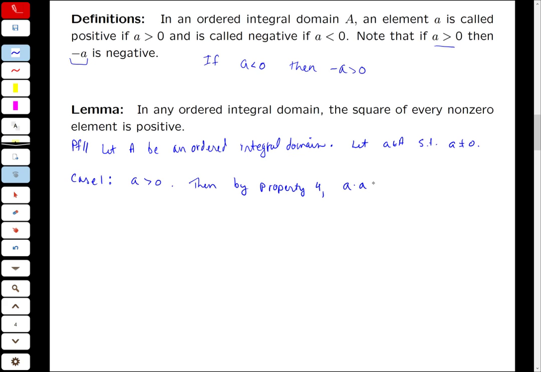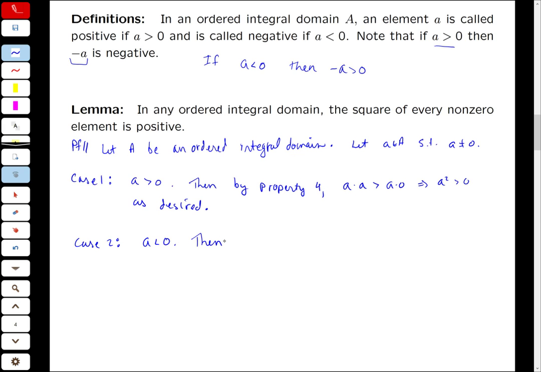I'm going to say A times A is greater than A times 0, which implies A squared is bigger than 0, as desired. That's what we were trying to show. Now let's look at case 2. I'm going to have A is less than 0.